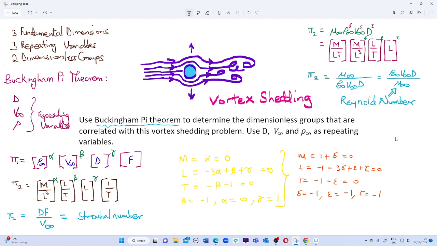Now, how do we use the Buckingham pi theorem? In the first instance, we need to pull out the fundamental dimensions. From here, we have three fundamental dimensions, which are the D, diameter, the V, velocity, and the rho, density. Also, we have three repeating variables, and we have two dimensionless groups.